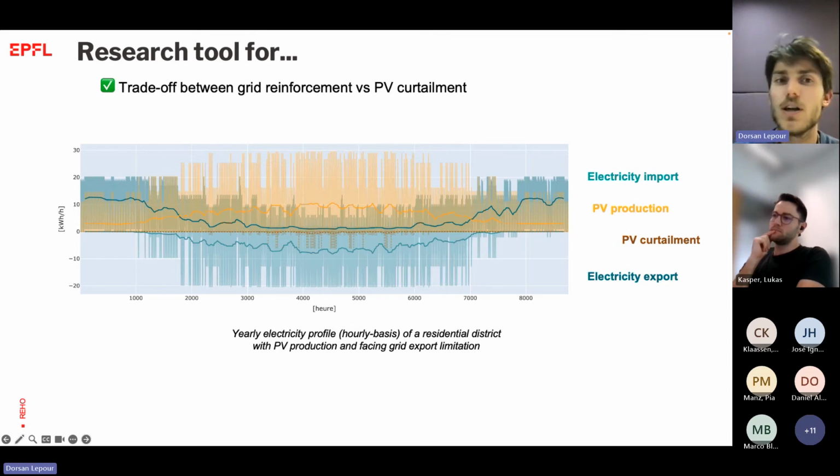This is interesting because at the moment, in Switzerland at least, the feed-in prices for electricity injection incentivize people to install a lot of PV capacity, but this PV capacity will not be compliant with the electrical grid capacity as it stands for now.